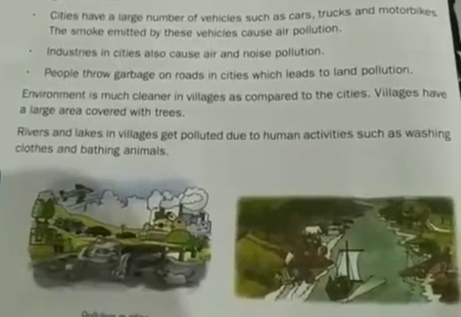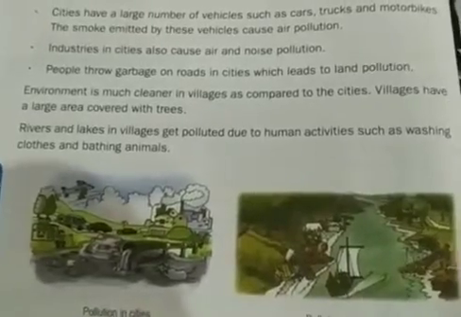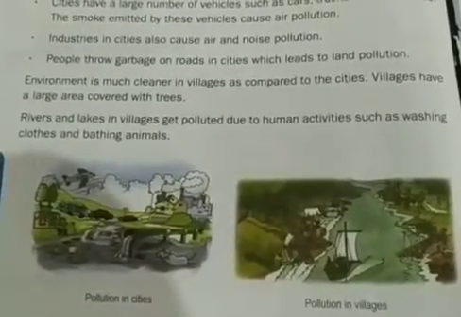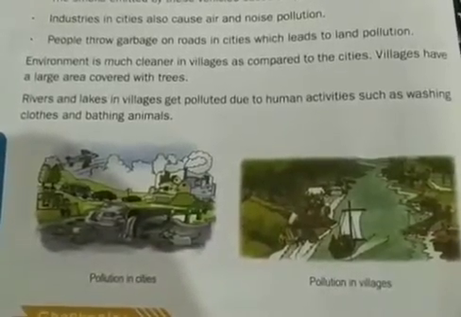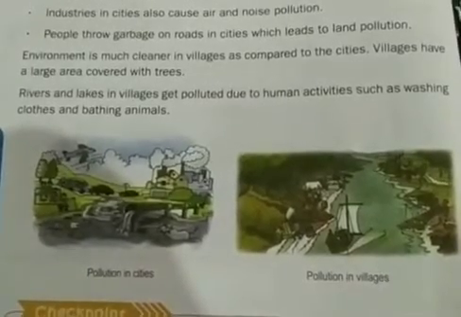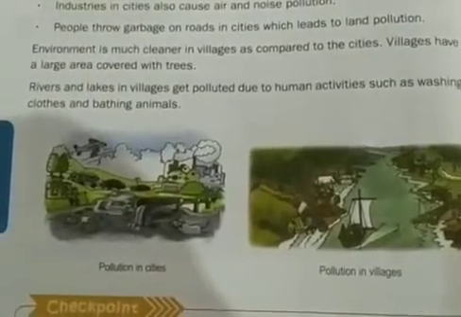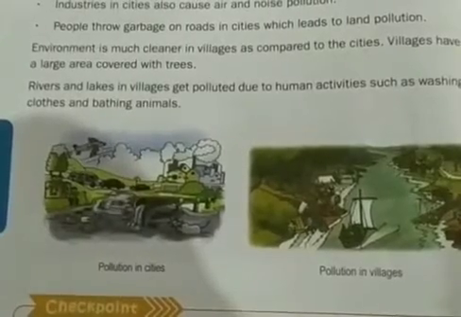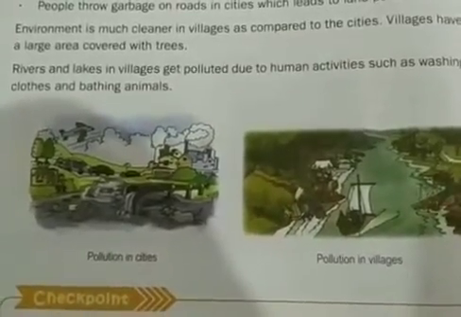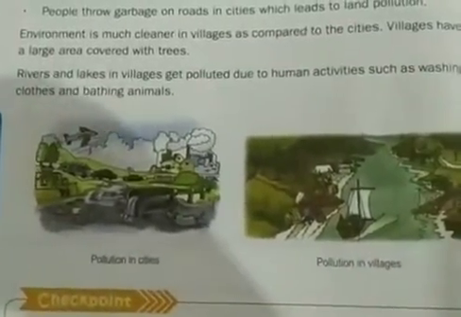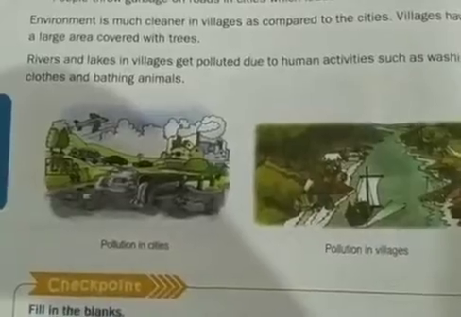Rivers and lakes in villages get polluted due to human activities such as washing clothes and bathing animals. So in villages, waters get polluted most of the time, because in villages people used to bathe in the rivers and they wash their clothes in the river, and so that's why water in villages gets much more polluted than in the cities.